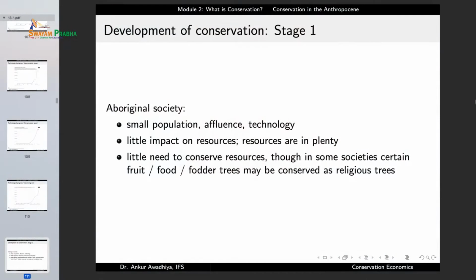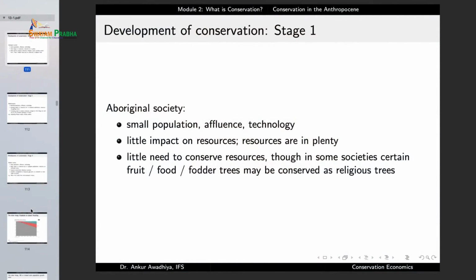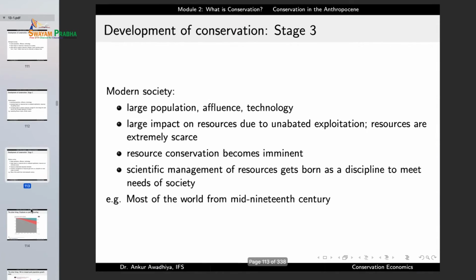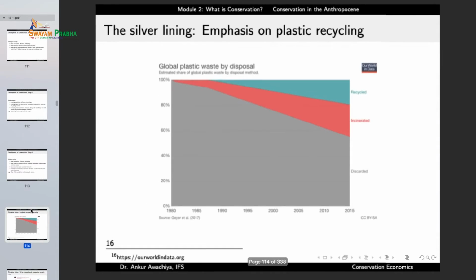But these days we have mostly used up all the resources that we could have ever used. And so now we no longer have an excess of resources that we can exploit. So we looked at the development of conservation. In the first stage, the impact was low, hardly any need to conserve. Then with modernization, more and more resources get scarce. People start talking about conservation, but they could expand their empires. But now there is no more place left to expand the empire.